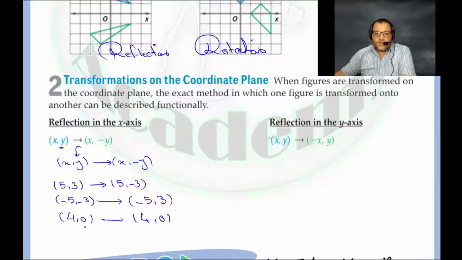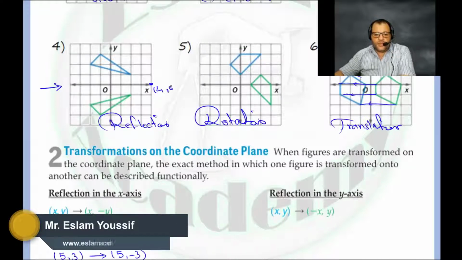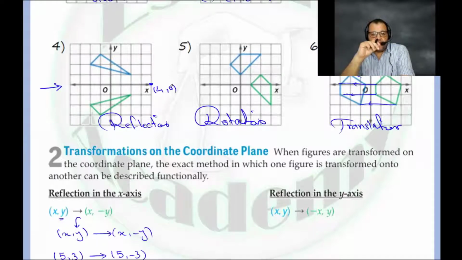If you look at the point 4 and 0, which axis does this point belong to? X or y? Where is the location of that? It belongs to the x-axis. So this is the coordinate of the point: 1, 2, 3, 4. So it will be 4 and 0. Any point that belongs to the line of reflection, its image will be itself.